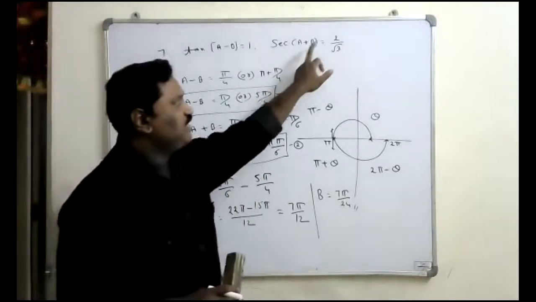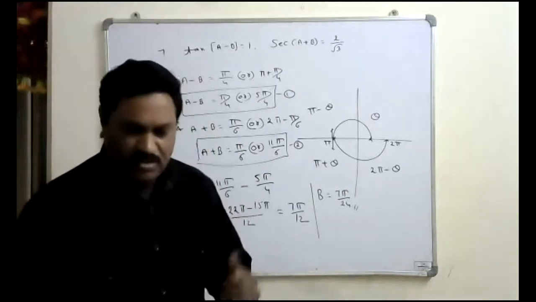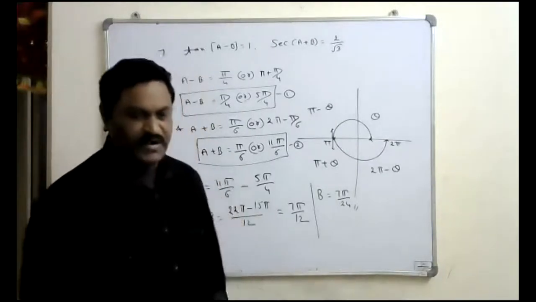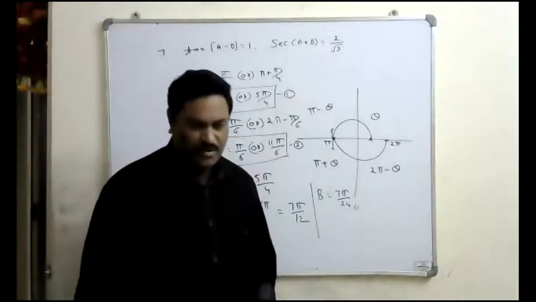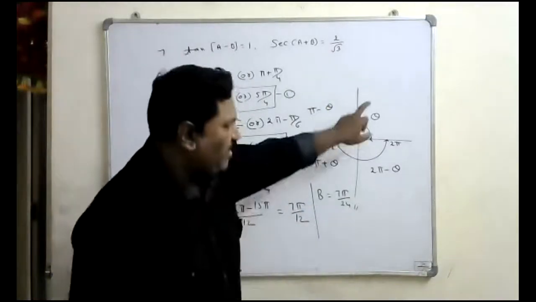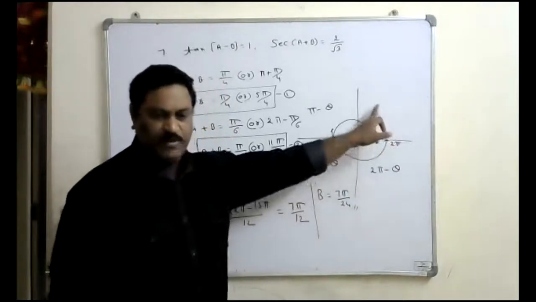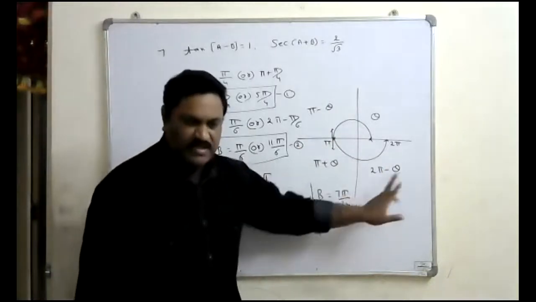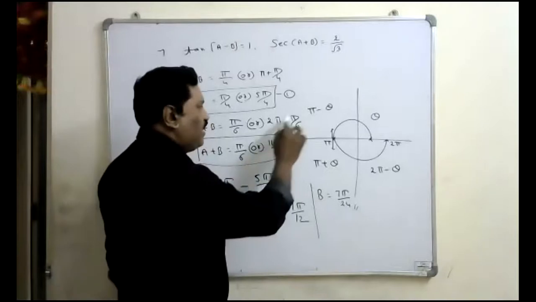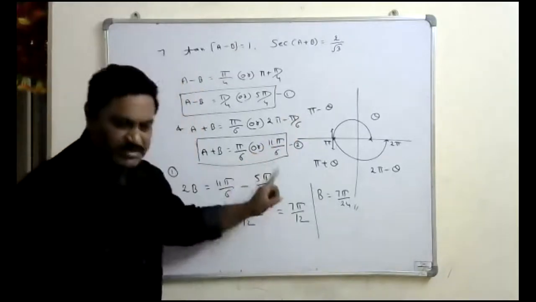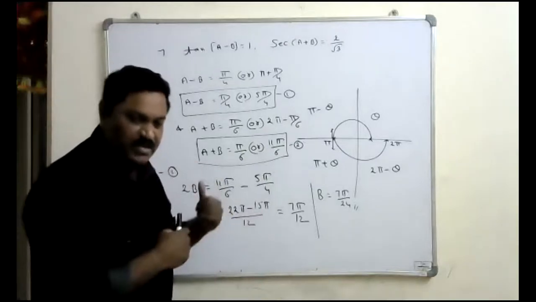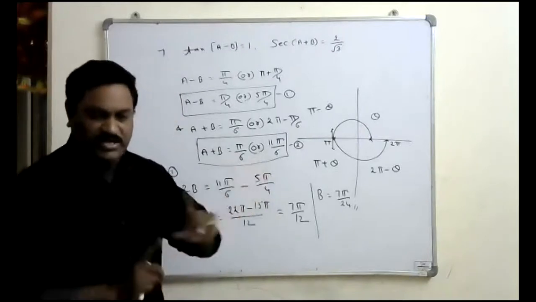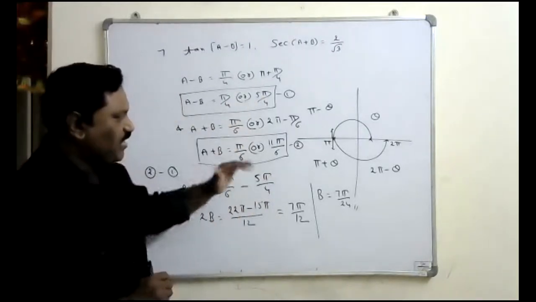Second, secant of a plus b is 2 by root 3. We know that secant is 2 by root 3 for the angle pi by 6, that is 30 degrees, right? But secant is also given positive. Secant is positive either in the first quadrant or in the fourth quadrant. If the angle is in the first quadrant, it is directly pi by 6. If it is in the fourth quadrant, we consider the angle 2 pi minus theta, that is 2 pi minus pi by 6, which is 11 pi by 6. So for a plus b, we can take pi by 6 or 11 pi by 6. Here also there are two possibilities, right? Now we have got two equations.